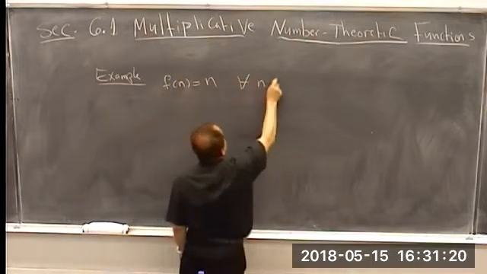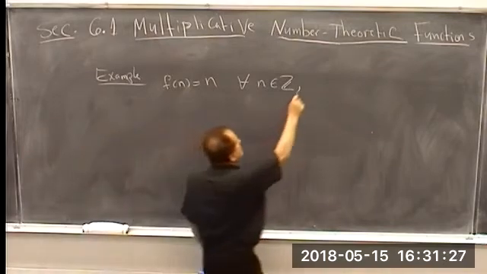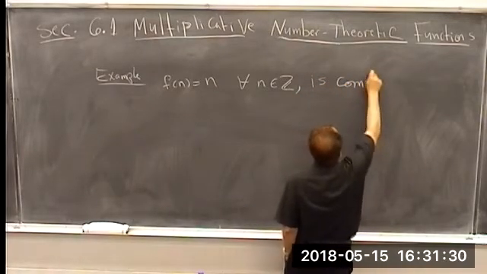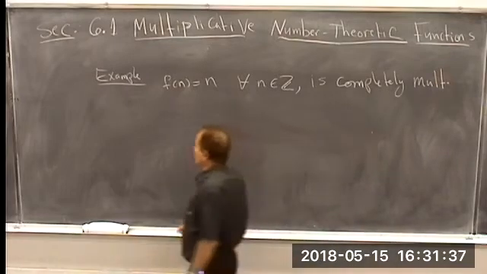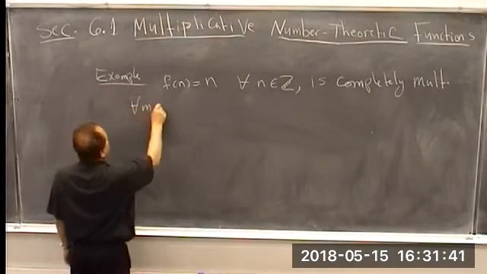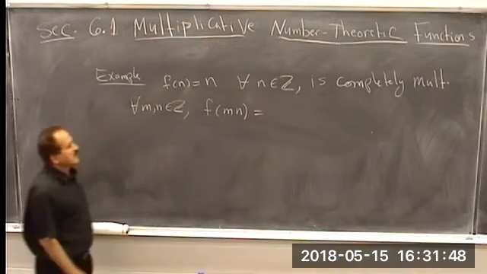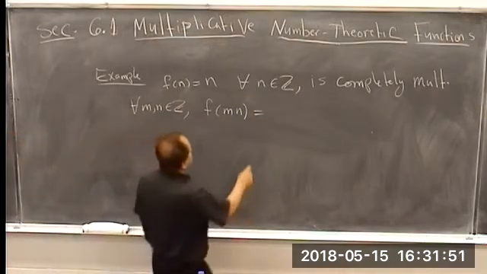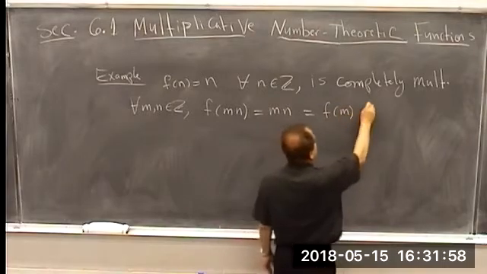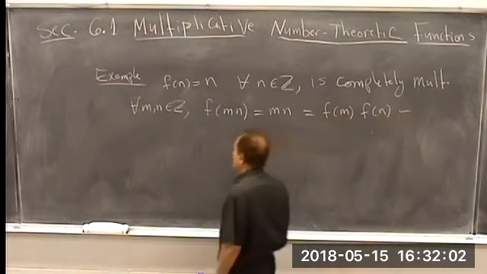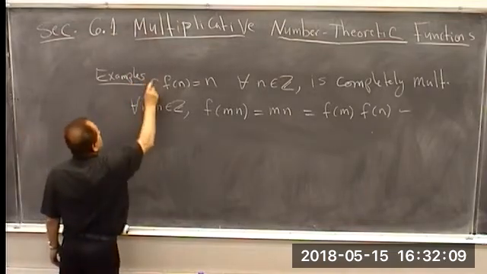The function f of n equals n for every n in C is completely multiplicative. You see, this is very simple. For every m, n in C, f of mn, by definition, returns the value that we enter into f, which is mn, but that is also equal to f of m times f of n. So yes, there is no restriction, or we don't require that m and n be relatively prime. Okay, let's look at another example.